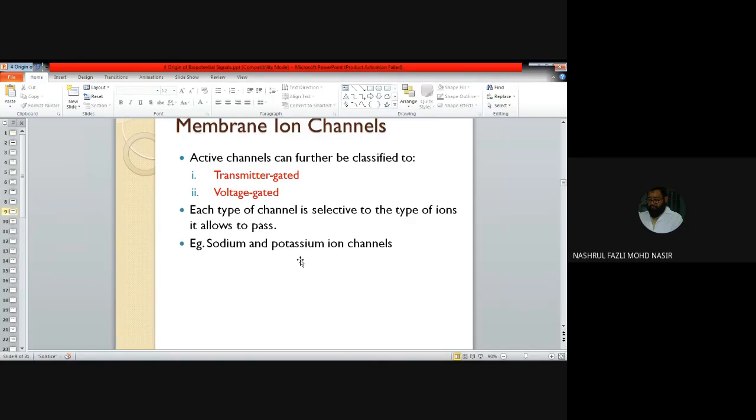Okay, so each type of channel is selective to the types of ions it allows to pass. This is the special thing about this channel. It allows only certain ions to pass, so we have sodium and potassium. Let's say you are not comfortable with potassium, you can put K here, meaning kalium. Just cross it out and put kalium if you are not comfortable. But if comfortable, just continue with potassium.